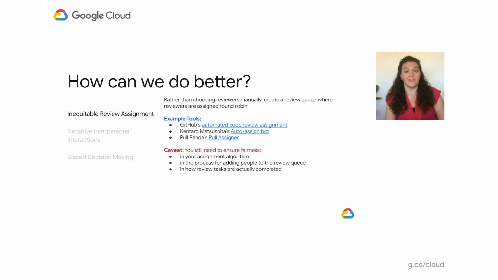As you said, while there's a lot that can go wrong in a code review, we do have some grounded, research-based suggestions to do better. First up is inequitable review assignments.